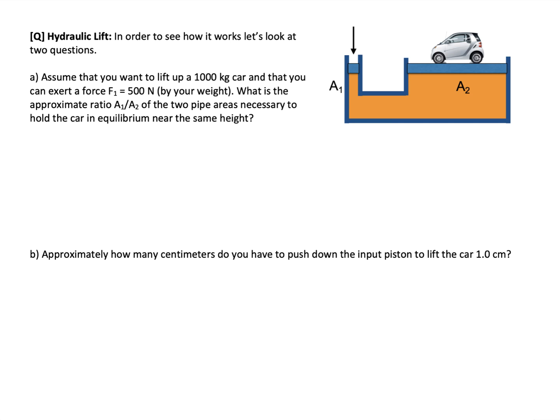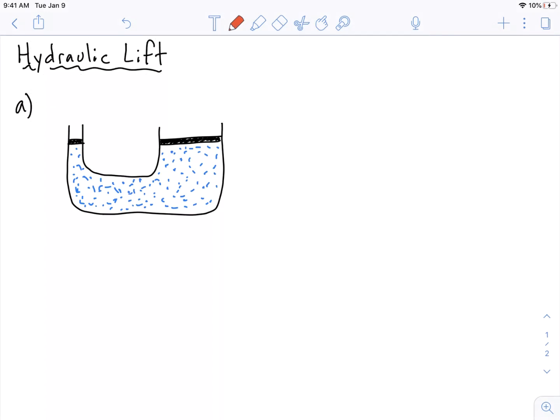So this problem is your classic application of Pascal's principle. Remember, Pascal's principle is the idea that when you apply a force or a pressure to one part of a fluid, that pressure is translated equally everywhere throughout the fluid. So here we have this hydraulic lift. These hydraulic lifts are used to lift cars, but another example of it is a bike pump, right?